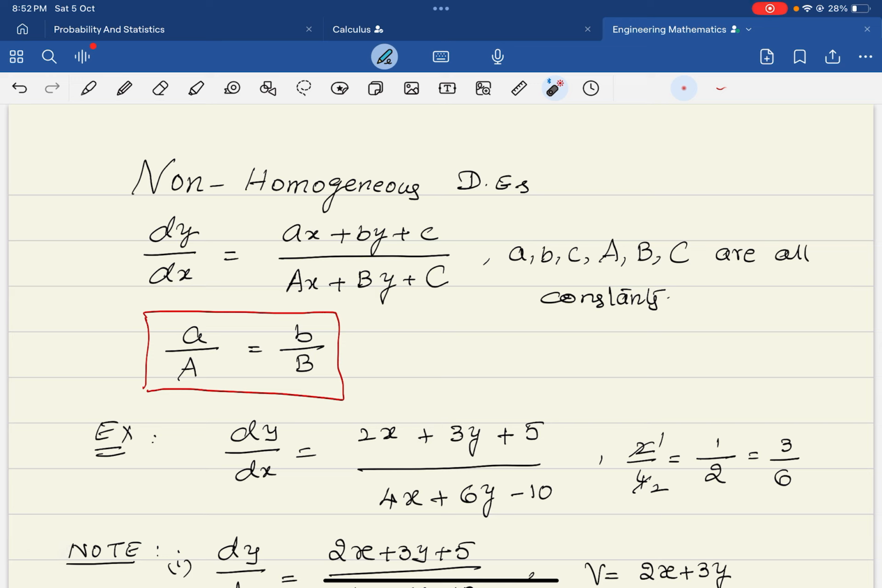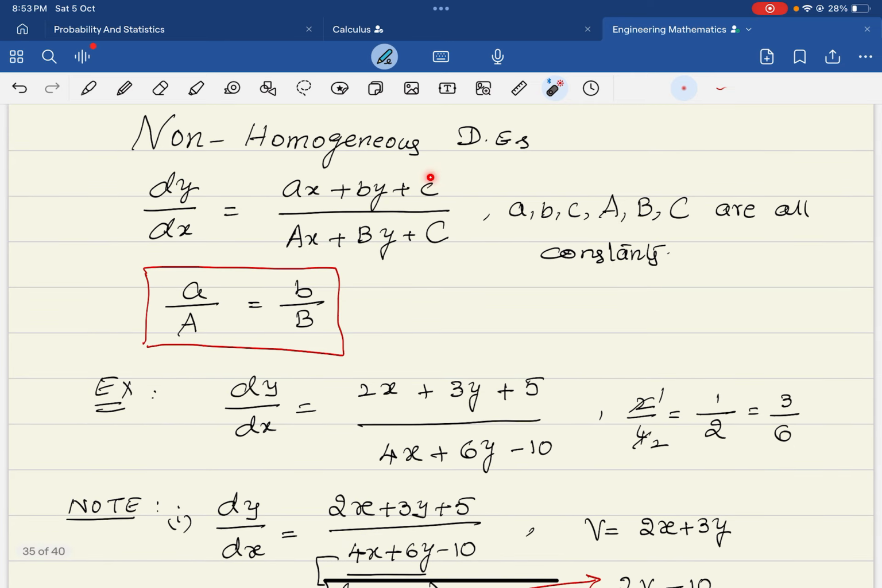In today's lecture, we are going to discuss non-homogeneous differential equations. In the last lecture, we did the homogeneous differential equations, where we had to put the substitution y = vx and do the problem. Now, first, what is the standard form of a non-homogeneous differential equation, what is the foremost condition, and what are the steps involved in solving it? I am discussing that in this lecture.